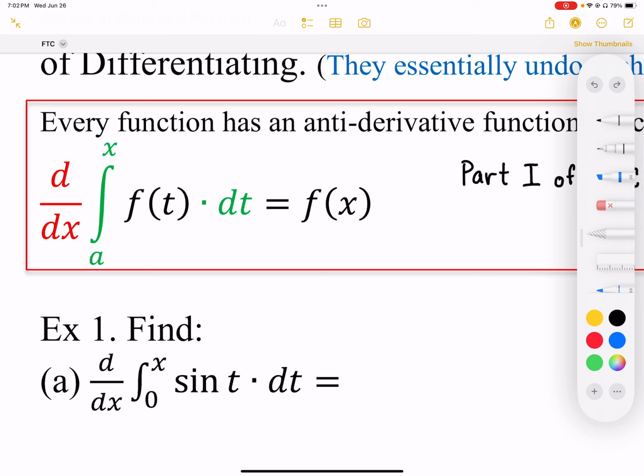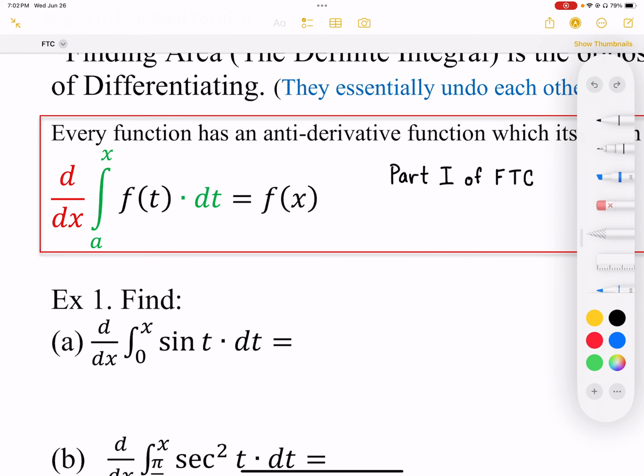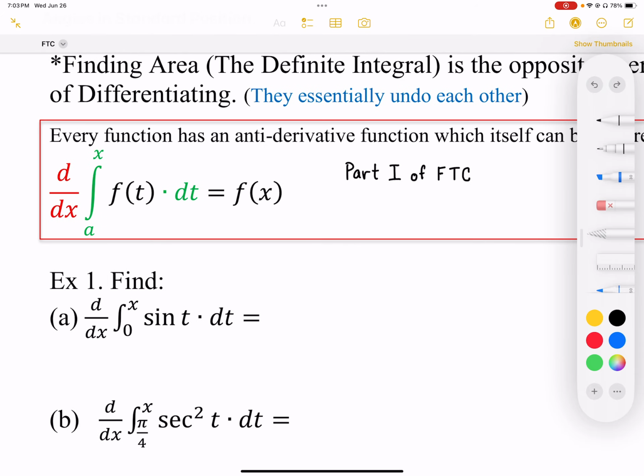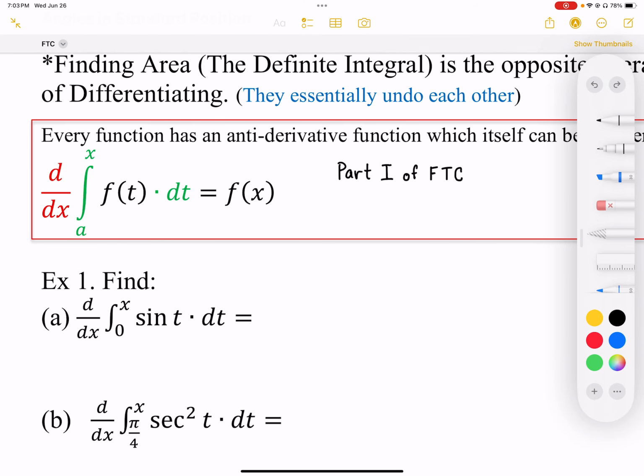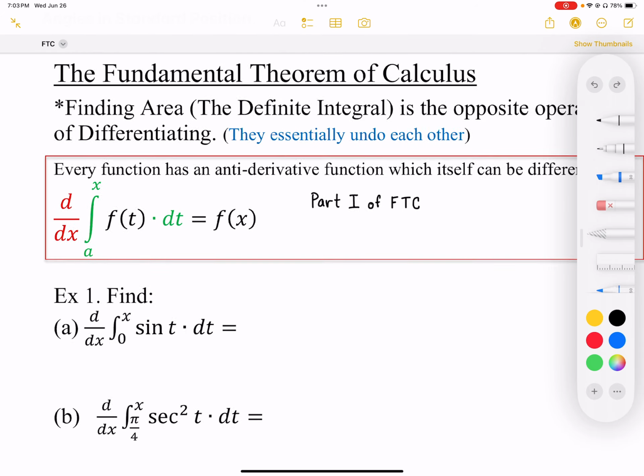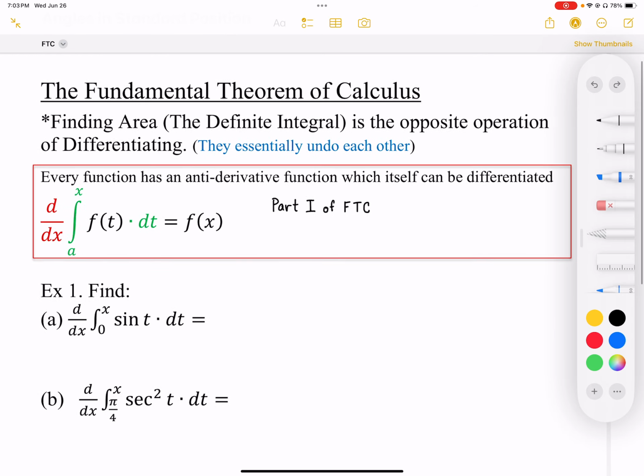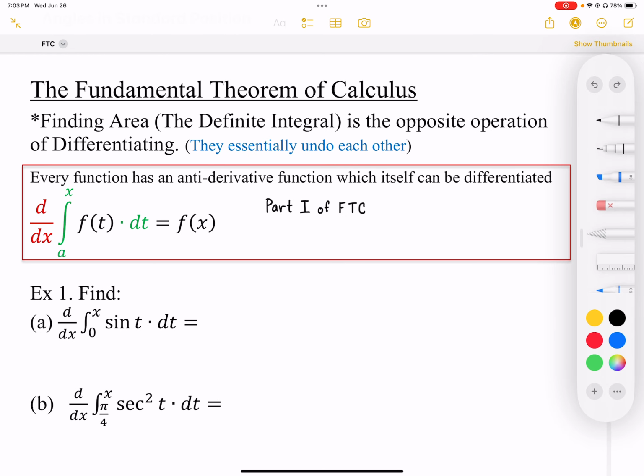The derivative of an integral. So if I start with f of t and I integrate it and then differentiate it, I'm going to generate my original f function. So this represents part 1 of the FTC, or the fundamental theorem of calculus. The other part, or part 2, states that the area underneath a curve is equivalent to the displacement on the antiderivative function.